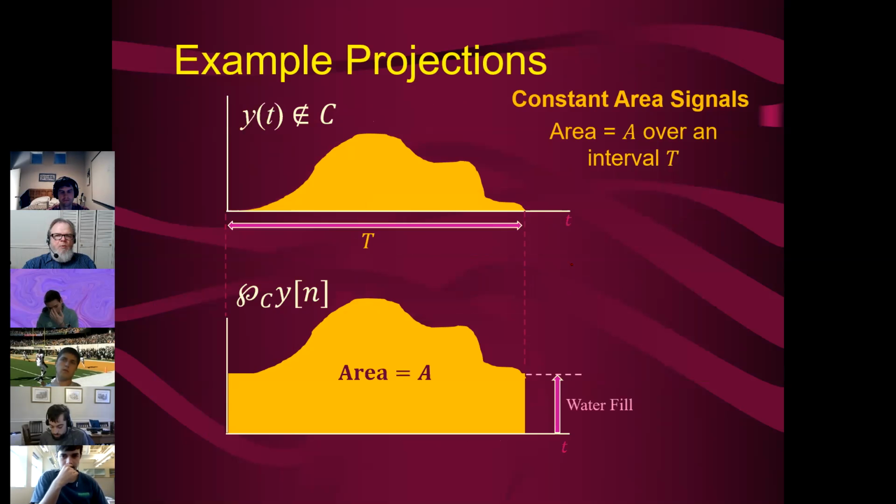So here is an example where you have to raise the water level. This signal has an area less than A, so you have to do a filling of the water in order to get it up to an area of A within that interval. I previously talked about lowering the water level. You can also raise the water level if, in fact, the area is too small. So this turns out to be the projection of this signal onto the set of all signals with a constant area of A. So this is the projection.